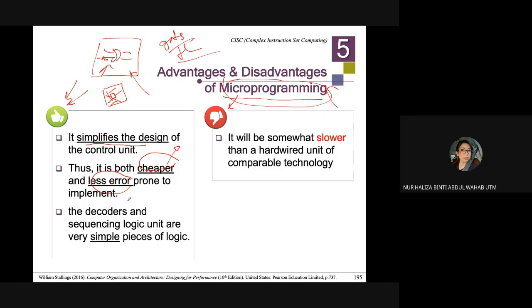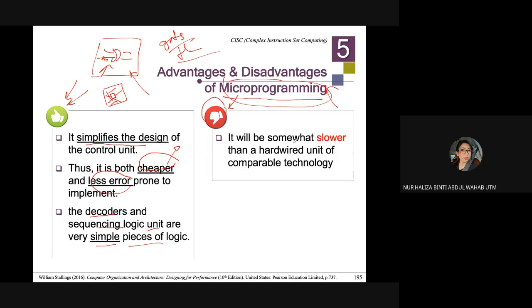And a third advantage is that the decoders and sequential logic unit are very simple pieces of logic. Is it simple? It's slightly simple, I guess, but it's not too simple because we still have a problem with that.